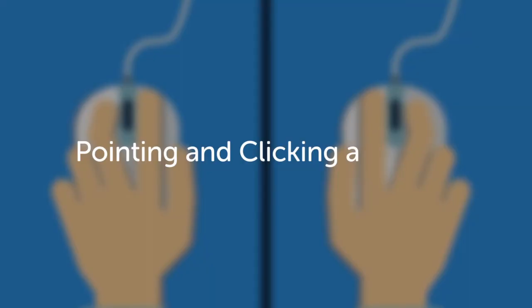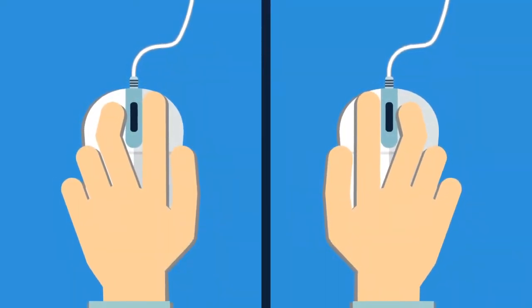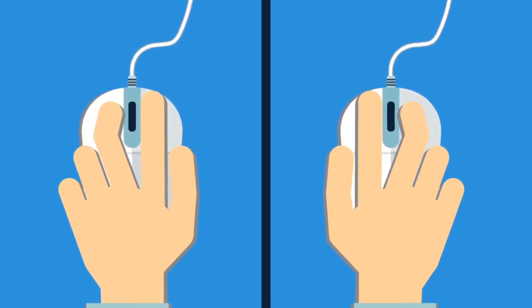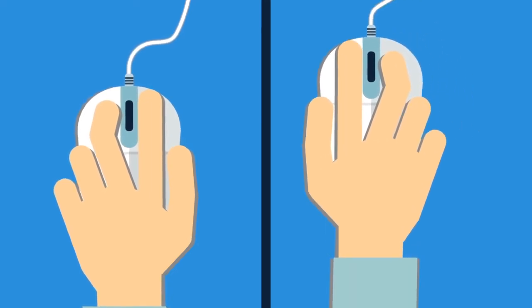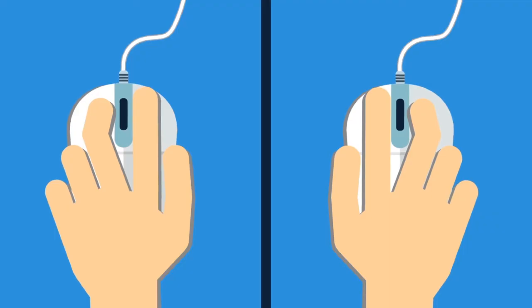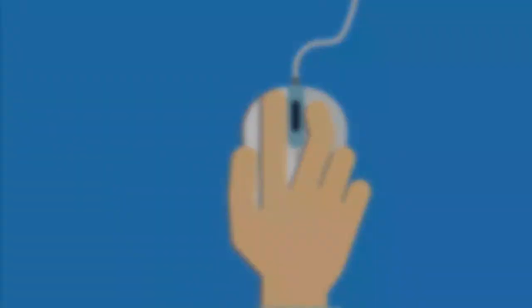Pointing and clicking a mouse. To use the mouse properly, you will need to know how to point and click. When you click, you are telling the computer what to do, like clicking Send on an email. To click, press the left mouse button with your index finger and then quickly let go. If you are left-handed, press the left mouse button with your middle finger.